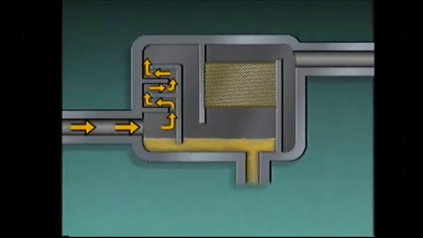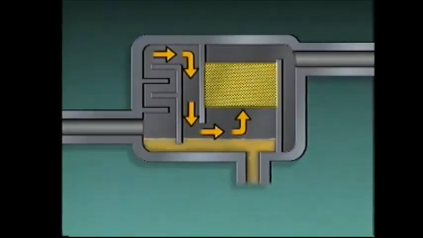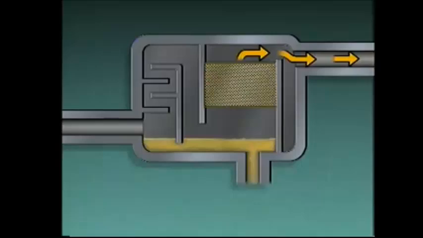Because oil is heavier than gas, it is more difficult for the oil to make the changes in direction. As a result, the oil droplets separate from the gas, collect on the baffles, and then drip down into the sump. In this way, most of the oil is removed from the gas. After the gas passes the last baffle, it flows through the wire mesh screen. Most of the small amount of remaining oil is trapped by the screen and then goes into the sump. The relatively oil-free gas continues on through the outlet.